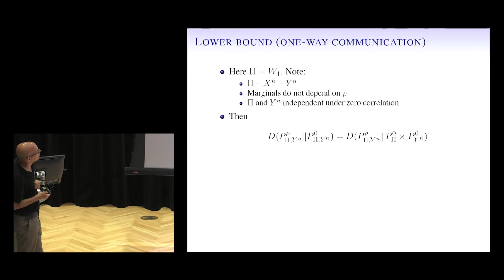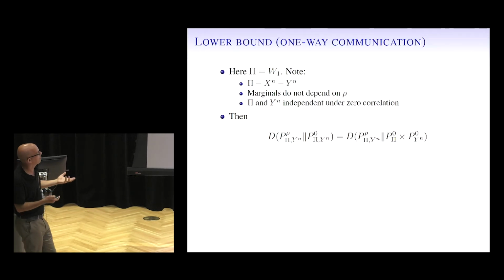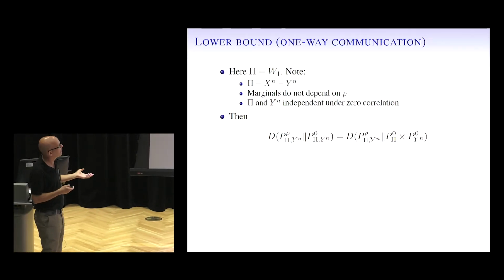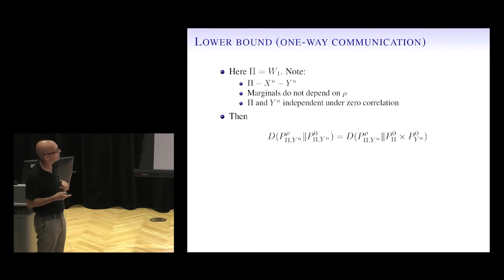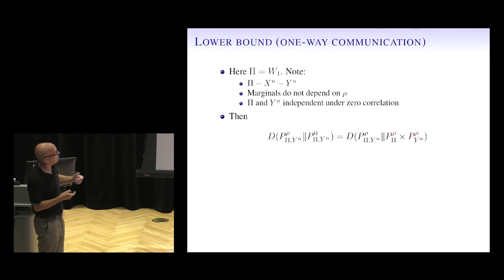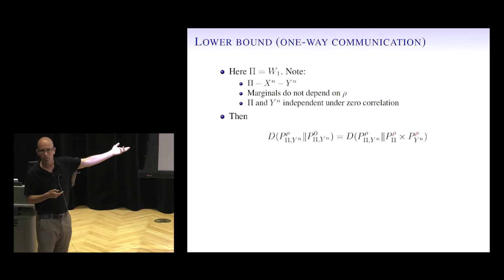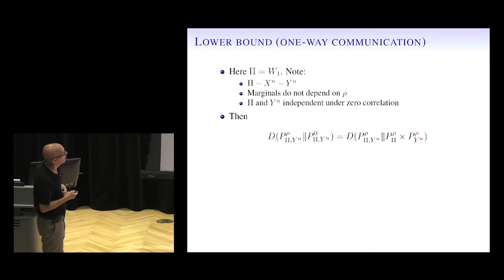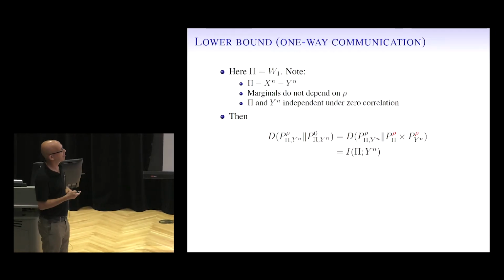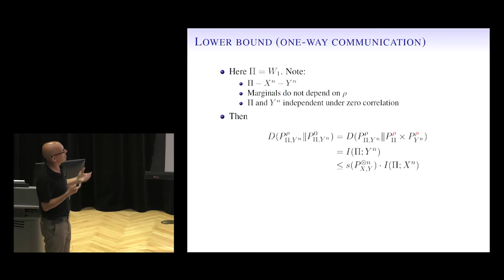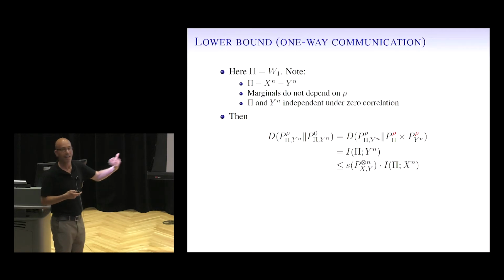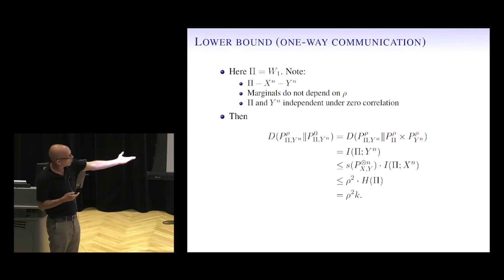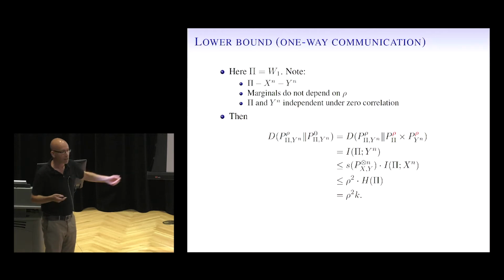And if you look at the divergence between the distribution at Bob's side with correlation rho and with correlation 0, you could expand the right-hand side as a product because there's independence there. And then you could replace it. It doesn't matter if you put zero correlation or rho, because the marginals do not depend on rho, and that becomes the mutual information between the protocol and Y^n, which is upper bounded by the strong data processing inequality coefficient times the mutual information between the protocol and X^n. This is bounded by rho squared, and the mutual information is bounded by the entropy, and then the entropy is bounded by k, and you're done.